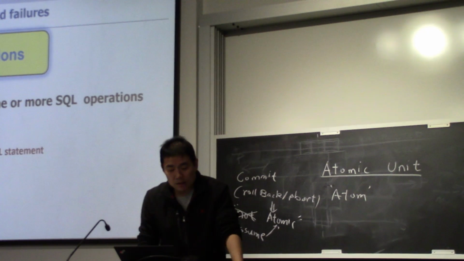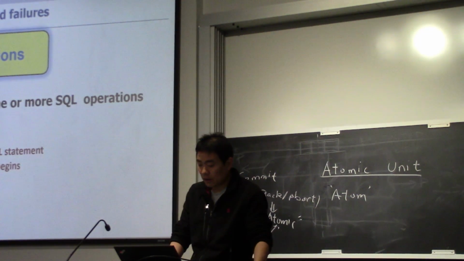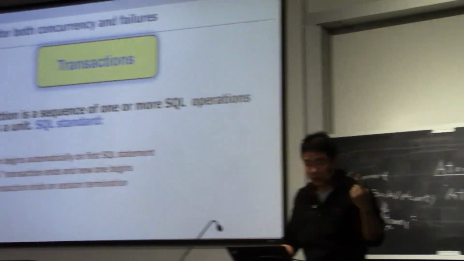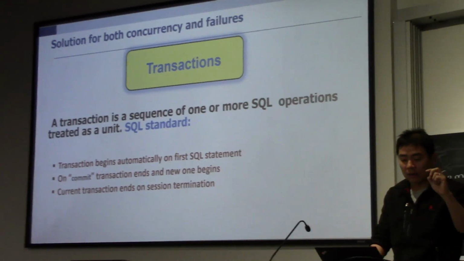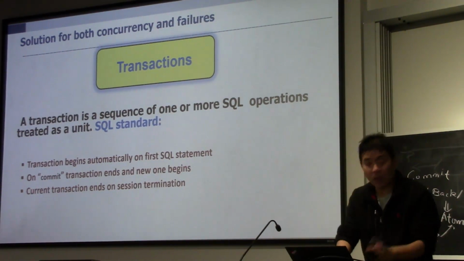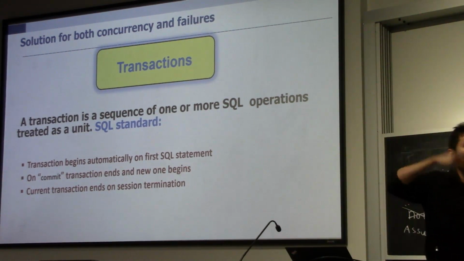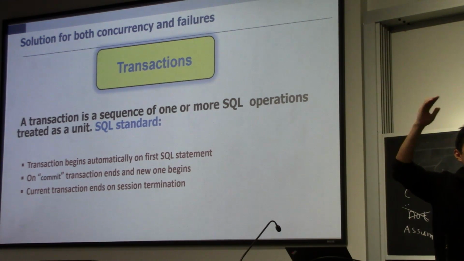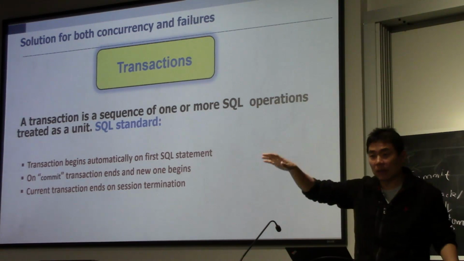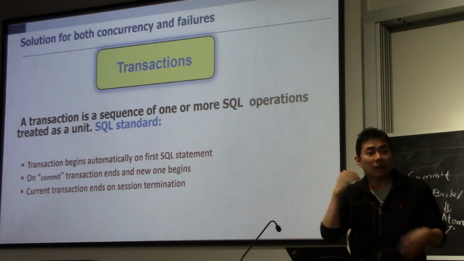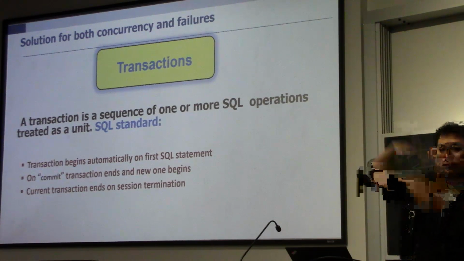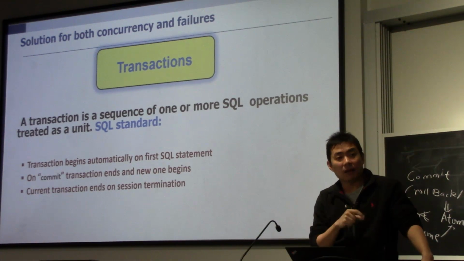So a transaction begins automatically on the first statement, and on commit the transaction ends, and a new transaction can be started, and the current transaction ends on session termination. What that means is, for example, you open a JDBC connection, and if you haven't committed or rolled back your transaction at the end of that JDBC session, by default, this will simply roll back itself. Okay?